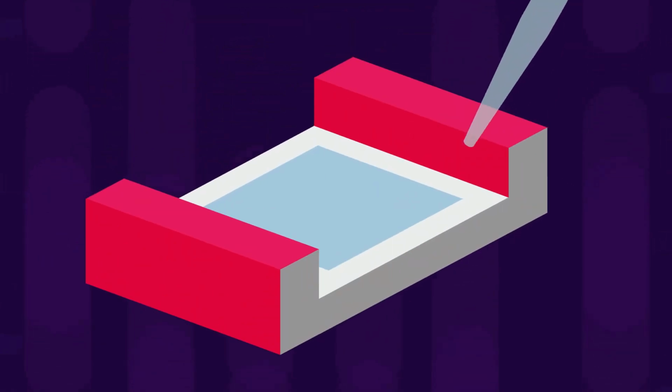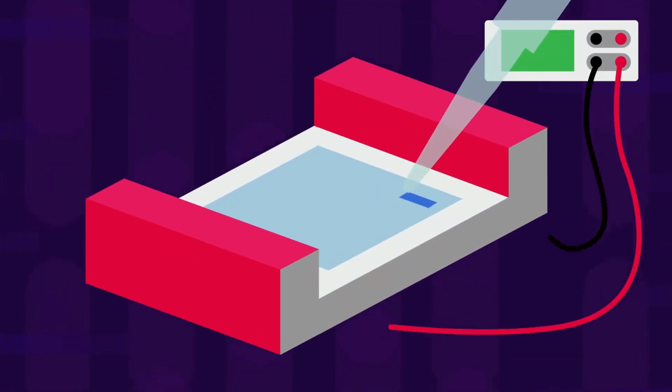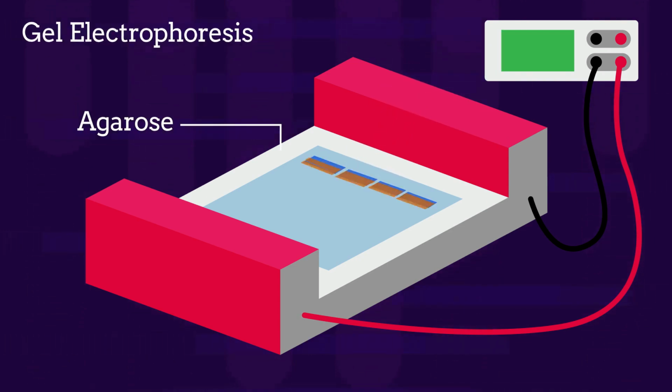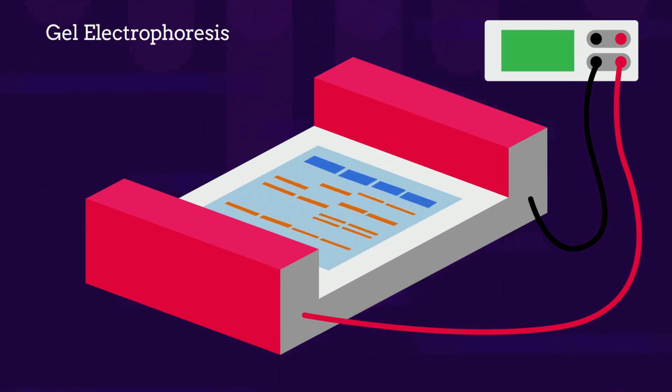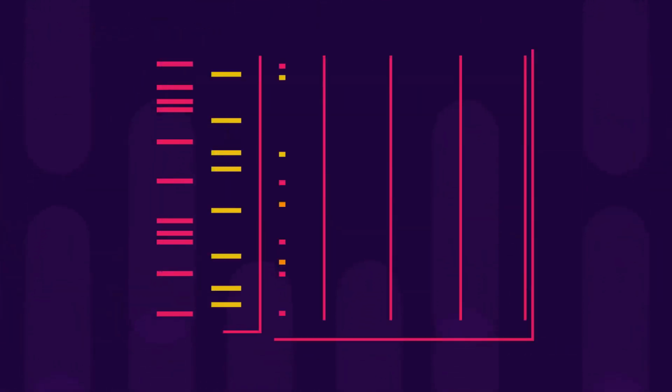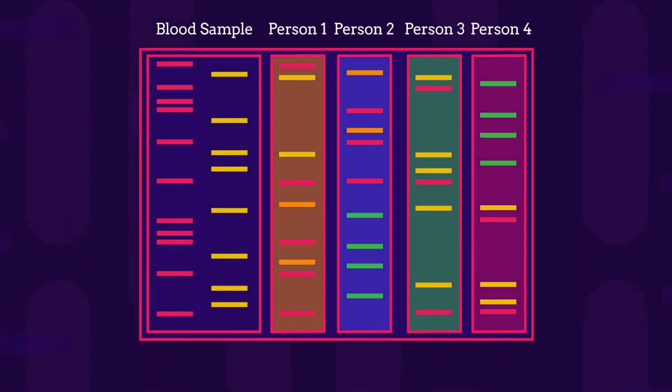The DNA samples are then put into wells in a special gel called agarose. The process of gel electrophoresis separates the DNA fragments by size. The pattern is then transferred to a nylon sheet in Southern blotting. And finally, the lines produced by the DNA samples from different people are compared.